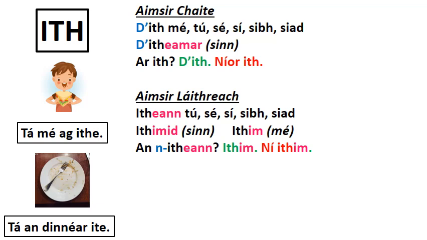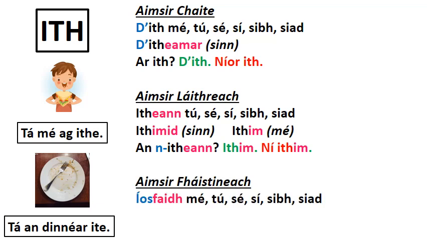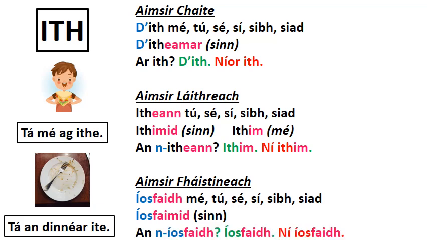So, can you remember, what would you expect this to be if it was regular for the Aimsir Fháistineach? I'd be expecting ith, because my ending is fidh. And, oh look, a big change here. The beginning of the verb has totally changed, and that's why this one is irregular. So I have íosfaidh mé, tú, sé, sí, sibh, siad, íosfaimid for we, and then my question an íosfaidh, íosfaidh, and ní íosfaidh.